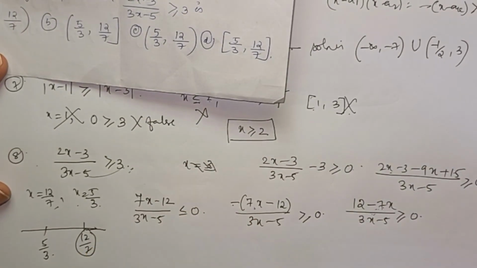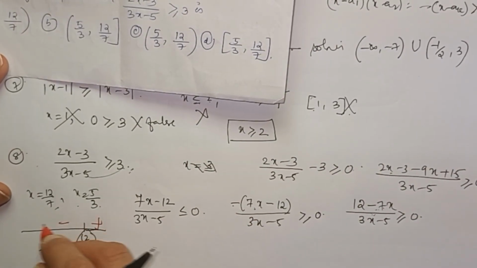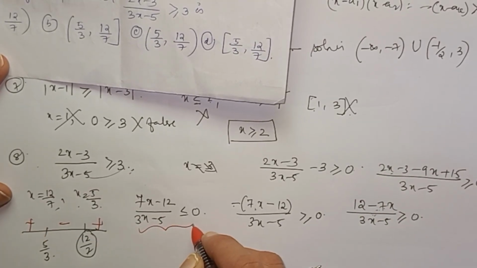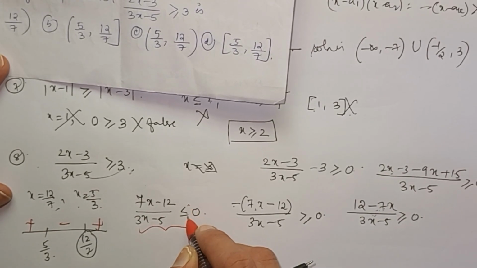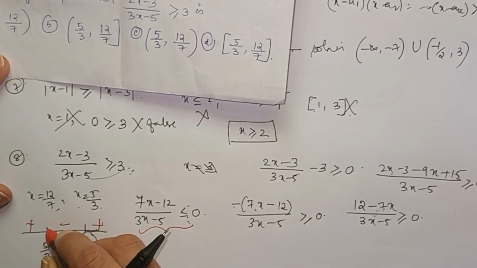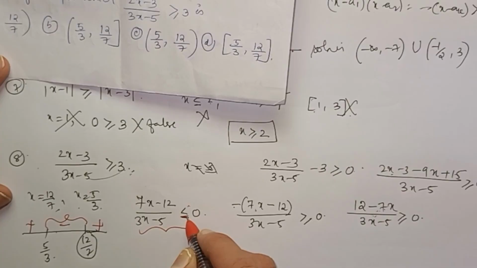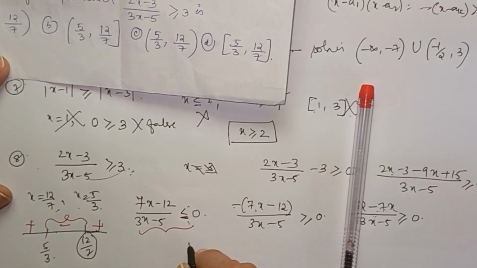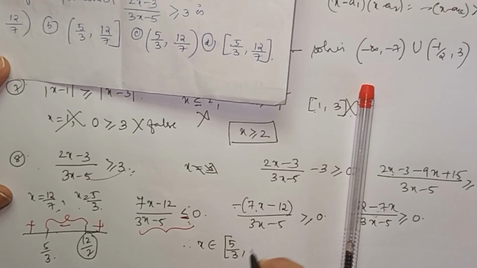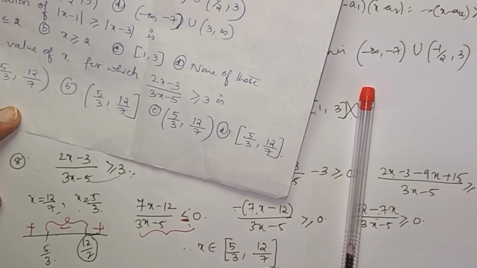To the right of the largest value, you have to put plus, minus, plus. Now see the inequality. In the final form, the inequality is asking for less than or equal to 0. Therefore, negative, where it comes within this interval, and it is a slack inequality, you have to include the endpoints as well. Therefore, x belongs to the closed interval [5/3, 12/7].